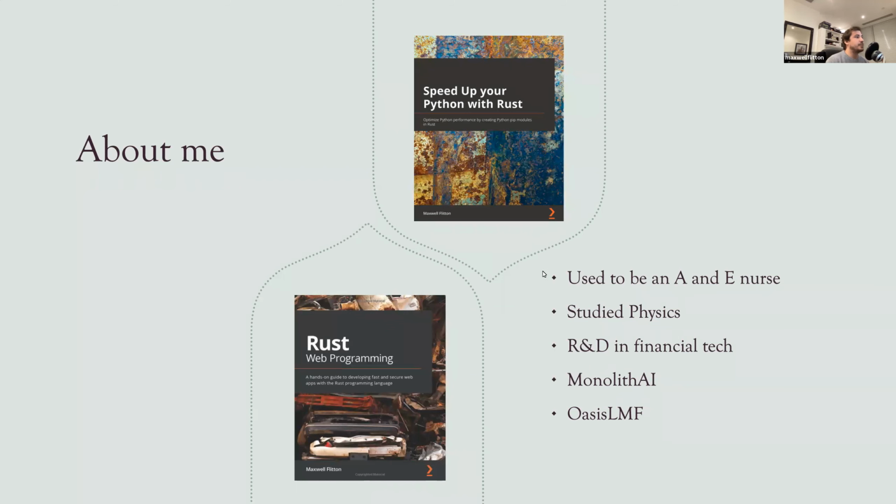I've written the book Rust Web Programming, so it's the first textbook in this, and the new book that's coming out is Speeding Up Your Python with Rust. So it's kind of like how we build pip modules and import them into Python and run them just like Python code, but they're in Rust and they're faster.